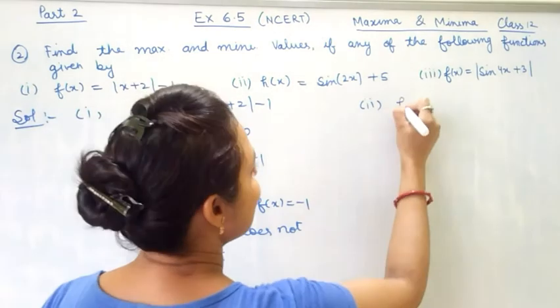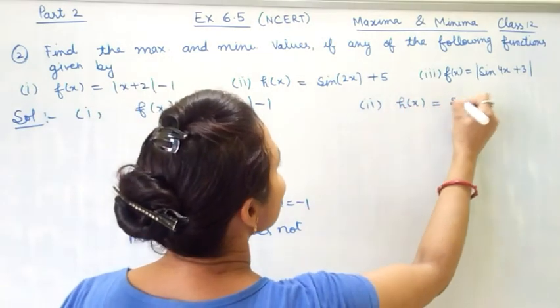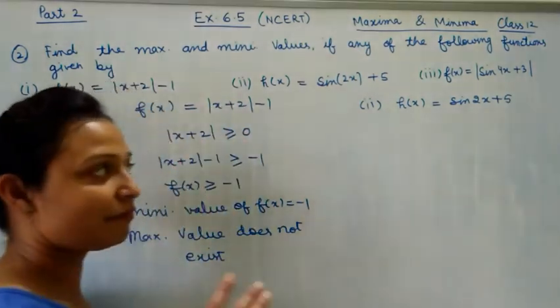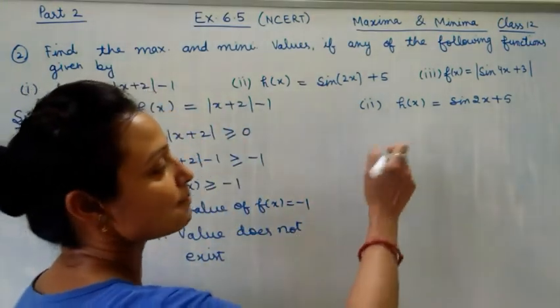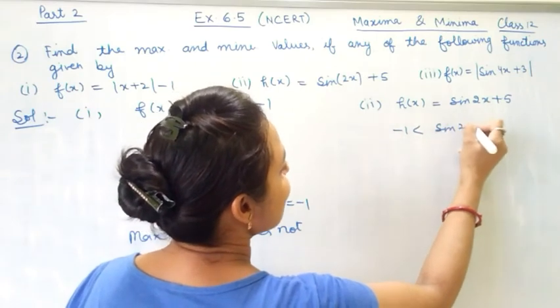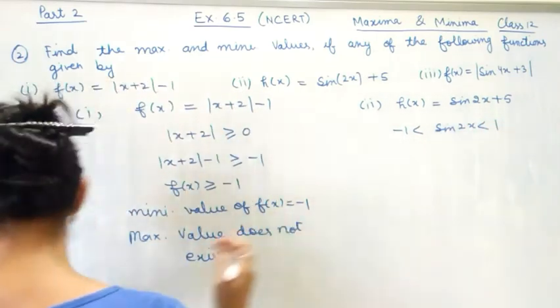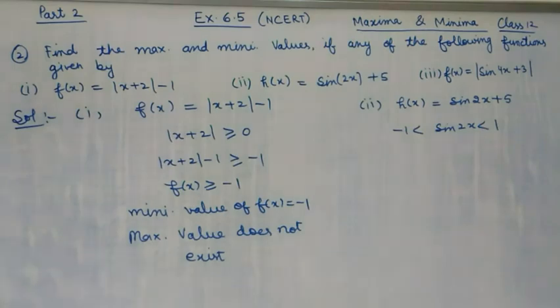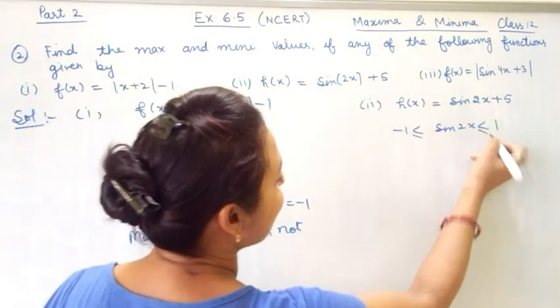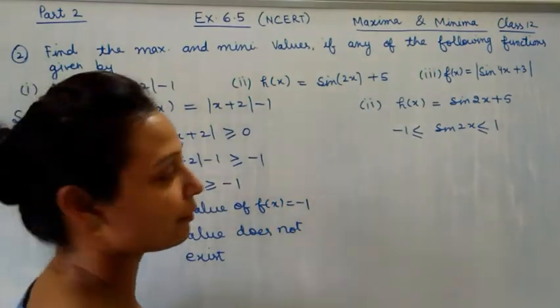We have h(x) equal to sin 2x + 5, right? You all know the range of sin 2x is −1 to 1, right? It is equal to −1 to 1. It is a closed interval. That's why I will take the equals sign with it.